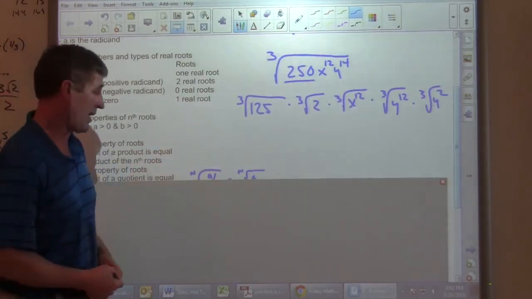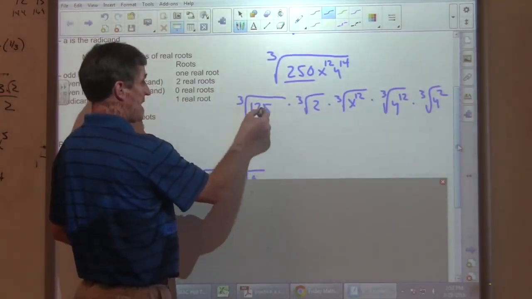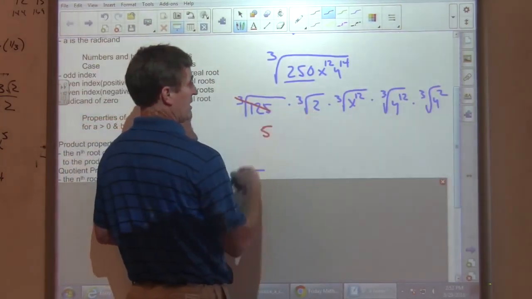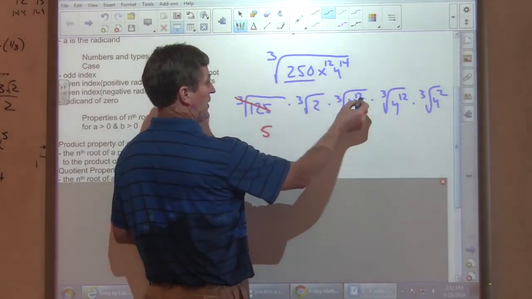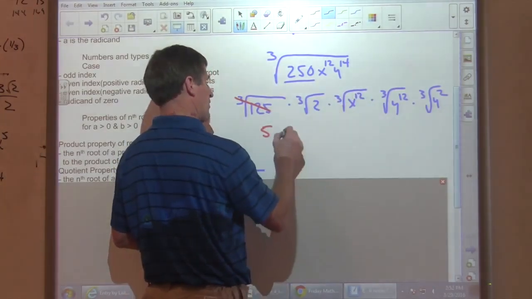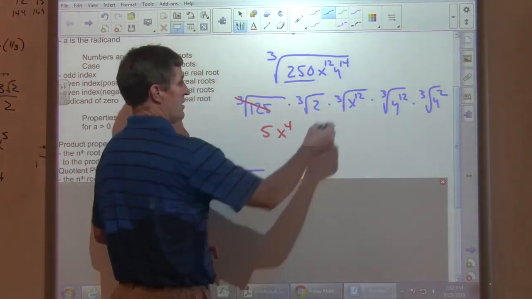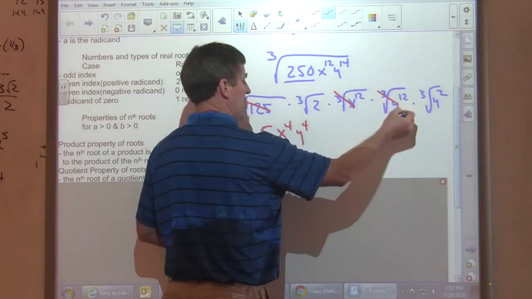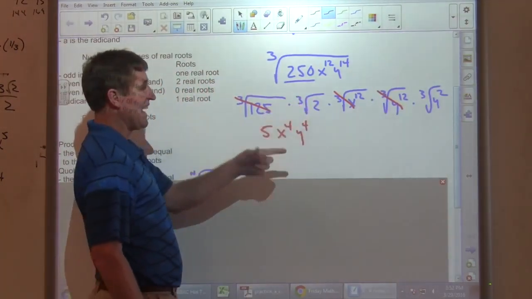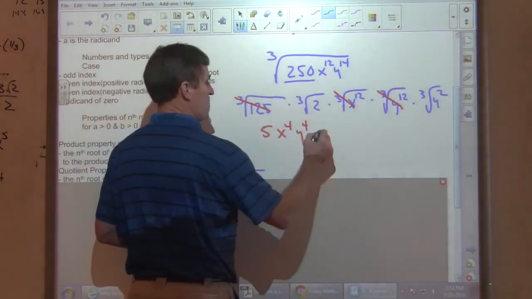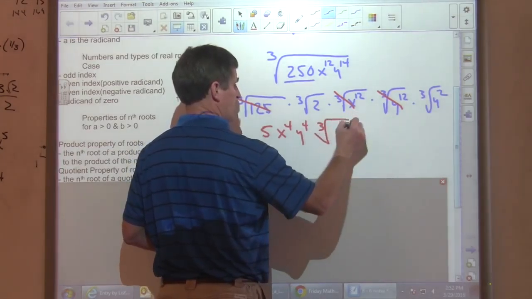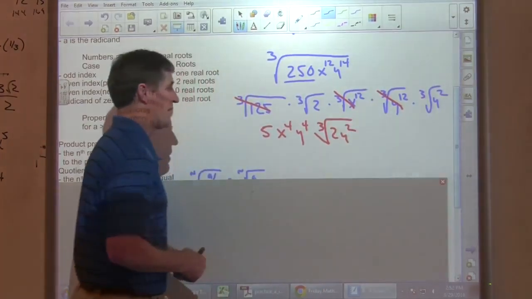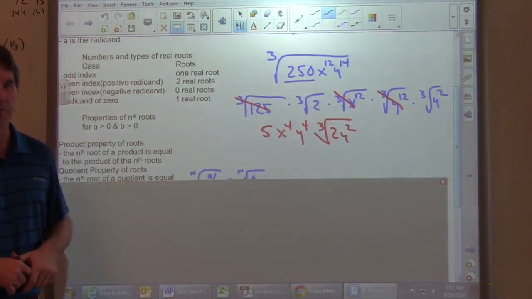Then you just simply break down the parts. Since I can take the cube root of this, 5 comes out front. I can't take the cube root of 2. Again, with variables, you just divide the powers. 12 divided by 3 would be x to the 4th. So that's gone. 12 divided by 3, that would be y to the 4th. And that's gone. And then anything that's left that I can't take the cube root of stays inside. So the cube root of 2y squared. And that would be the simplified form.